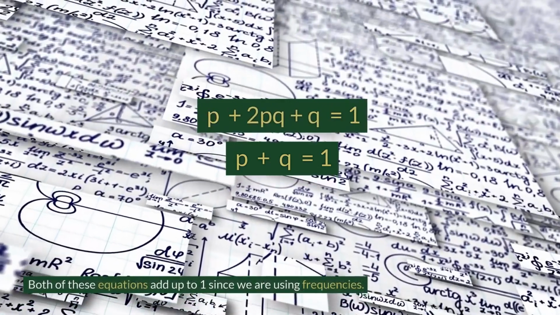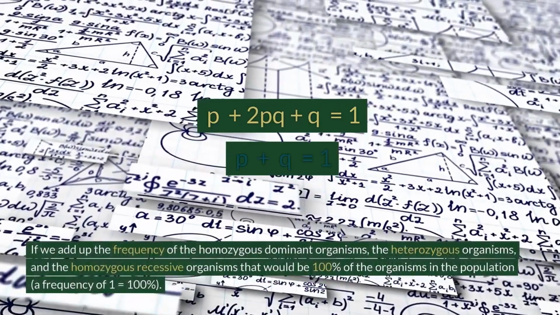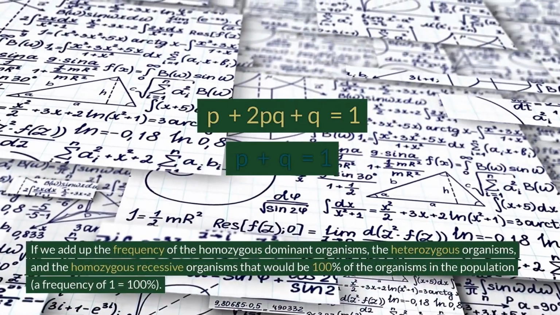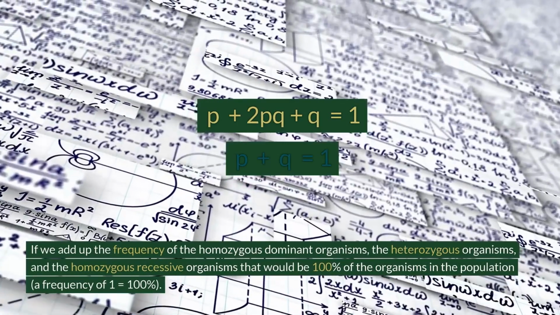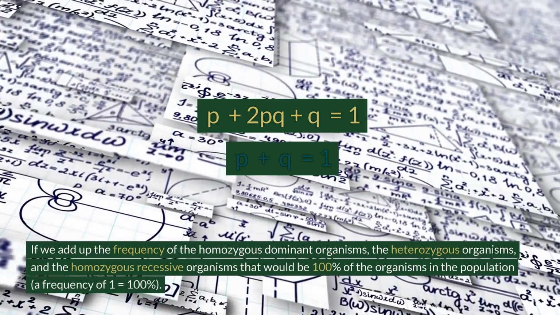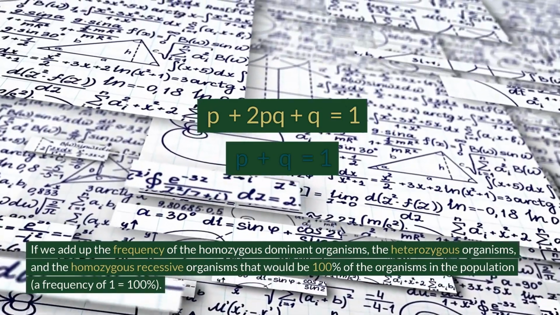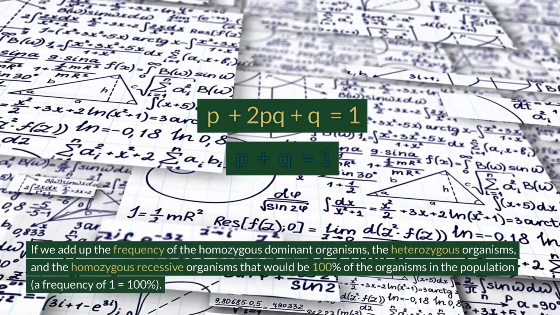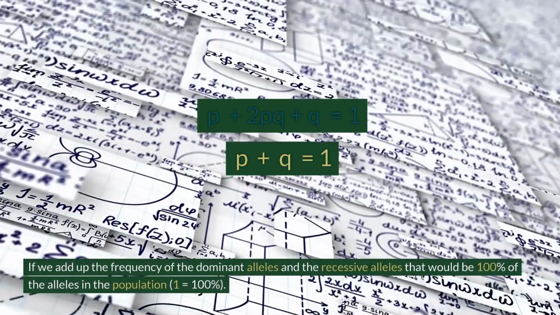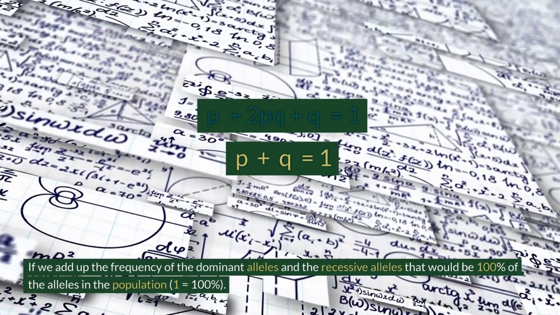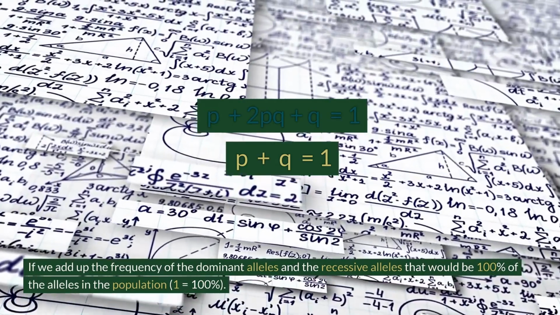Now, both of these equations add up to 1 since we are using frequencies. If we add up the frequencies of the homozygous dominant organisms, the heterozygous organisms, and the homozygous recessive organisms, that would be 100% of the organisms in the population, right? So a frequency of 1. A frequency of 1, remember, equals 100%. If we add up the frequency of the dominant alleles and the recessive alleles, that would be 100% of the alleles in the population. So again, a frequency of 1 equals 100%.